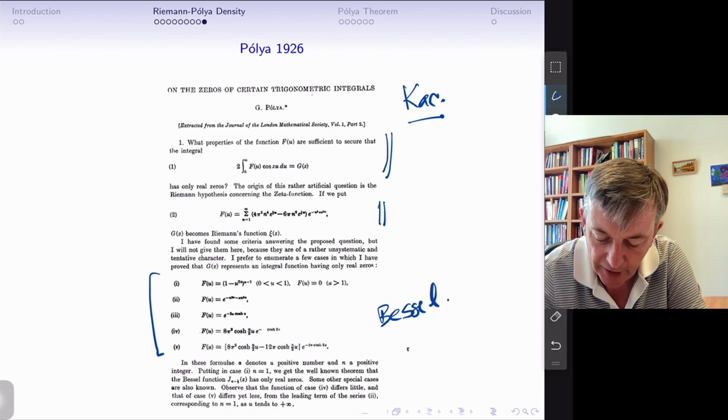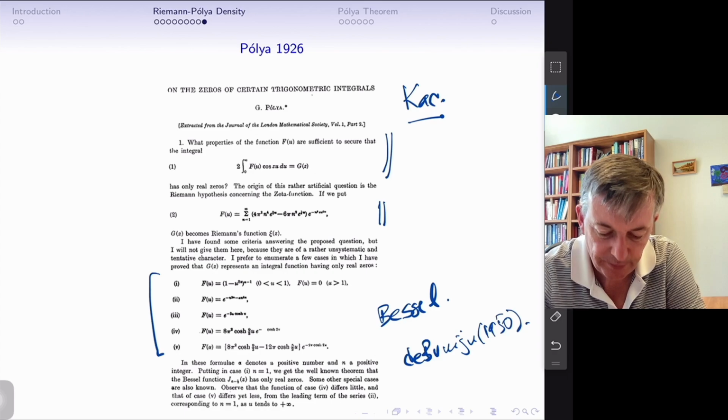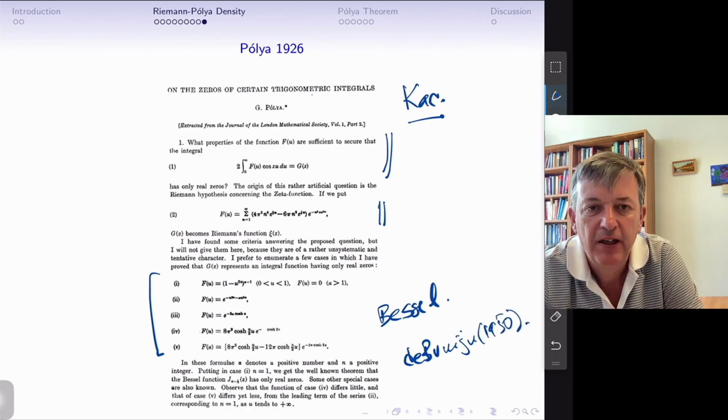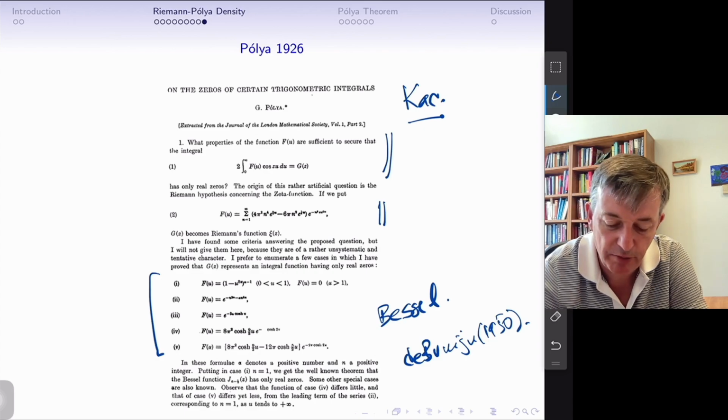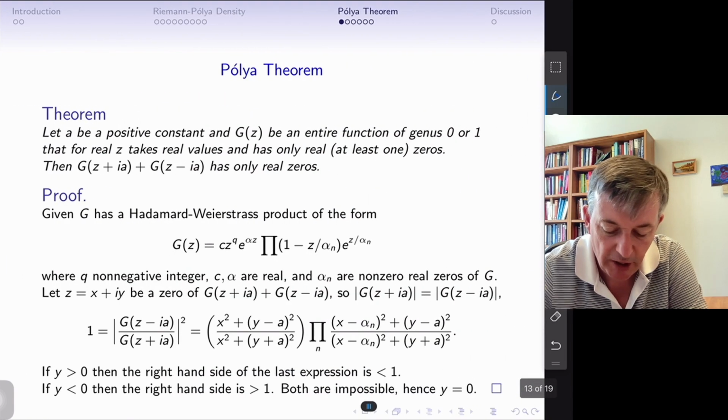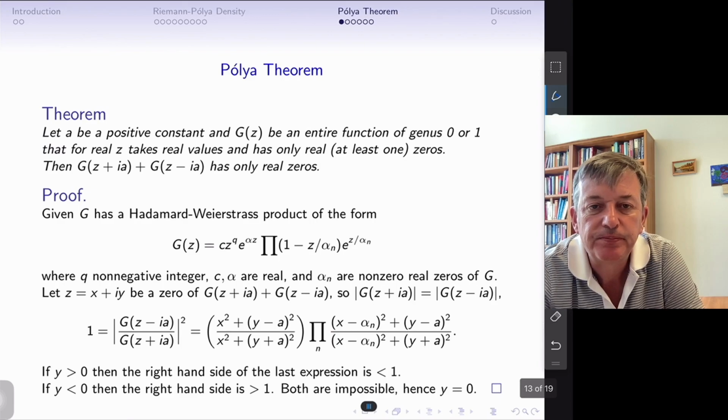And another nice paper that looks at classes of these functions is by De Bruijn. Again, I think with a similar title, on the roots of certain trigonometric integrals. De Bruijn has a paper in the 1950s that also looks at these types of functions. Okay, so we'd love to be able to apply Polya's theorem directly to the density that is in the Riemann-Polya approach. Okay, well, how would we do this?